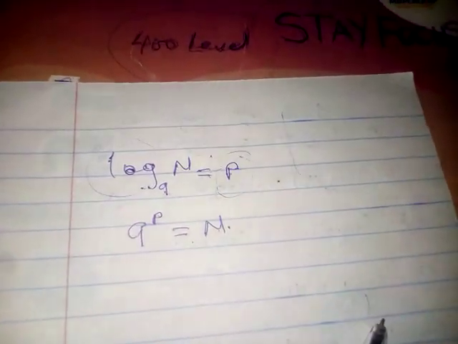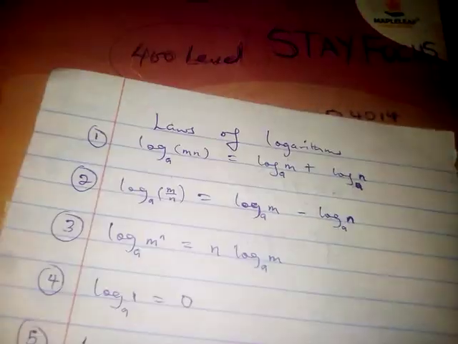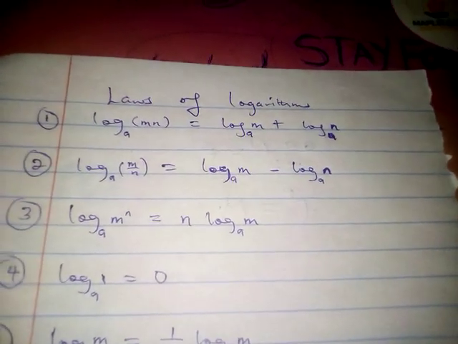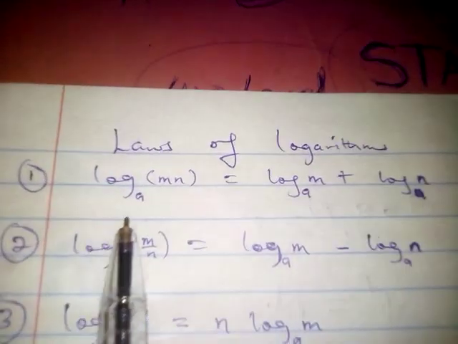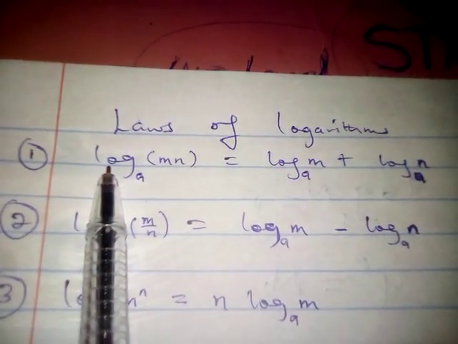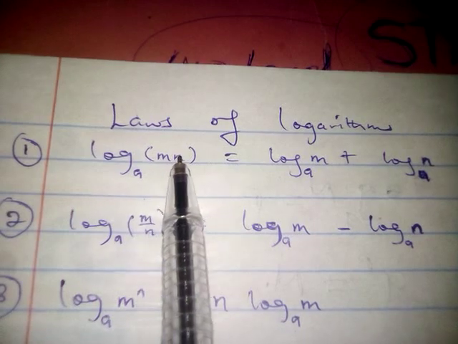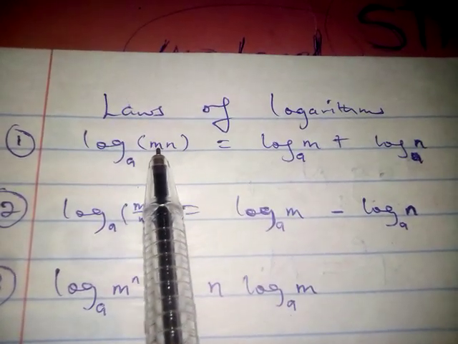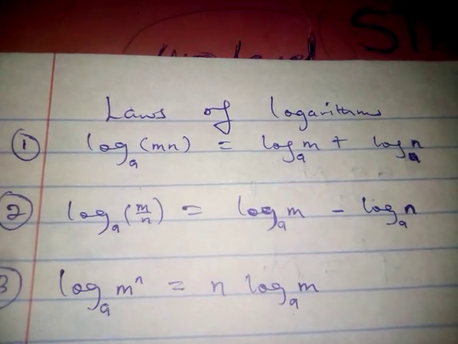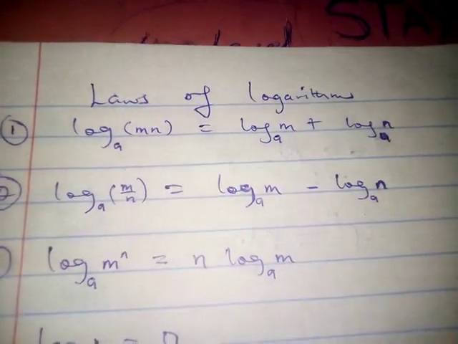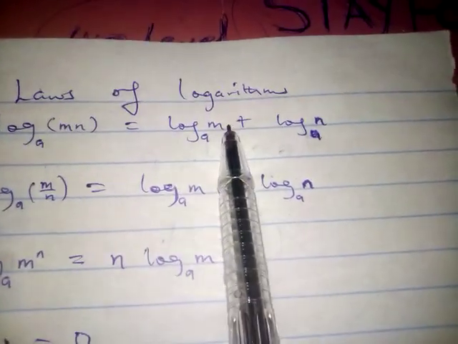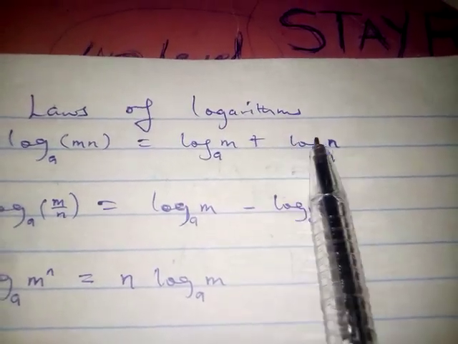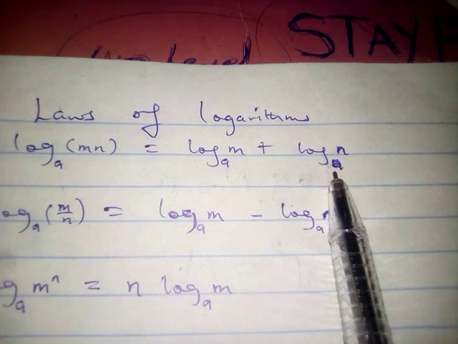Now I want to show us the laws of logarithm. We have about 9 laws of logarithm. Here is the first one. The first one says log of mn with respect to the base a, where mn is m multiplied by n, will give us log m with respect to a plus log n with respect to the base a.